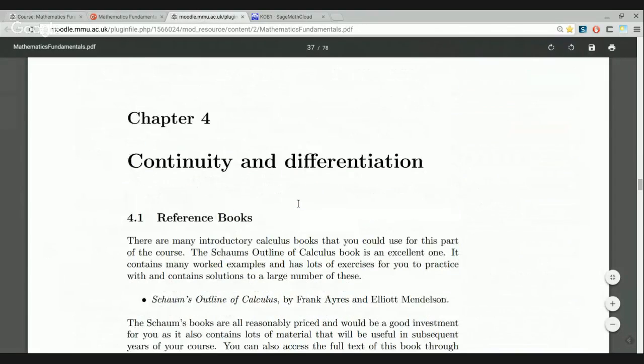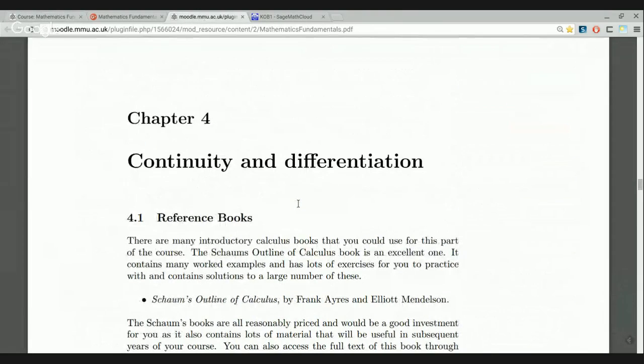And begin chapter 4. So for, I'm just going to turn down the volume here, it's ringing a bit.